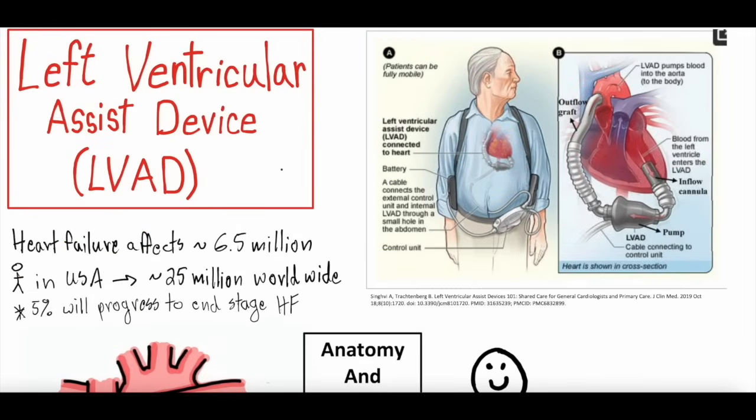So LVADs are left ventricular assist devices. These are devices that are placed into a patient's heart to help pump blood around that patient's body, right? Left ventricular assist devices. We'll get into the anatomy with some graphics down below, but the left ventricle is the part of the heart that pumps blood to the rest of the body, right? The brain, the arms, the legs, the intestines, the kidneys, the liver, all that good stuff. The left ventricle pumps blood there. So this is a left ventricle assist device, aka a machine meant to assist the left ventricle in pumping blood to the rest of the body.